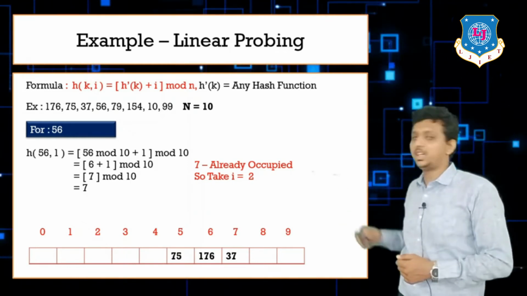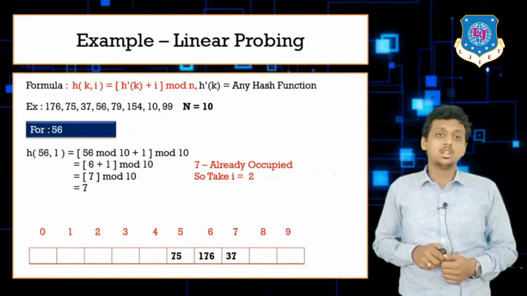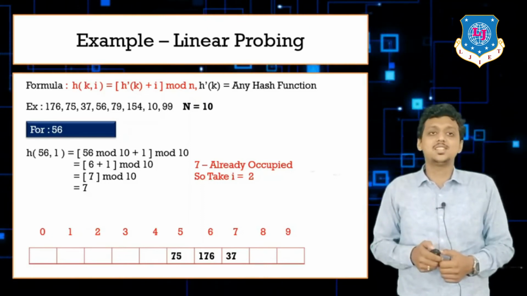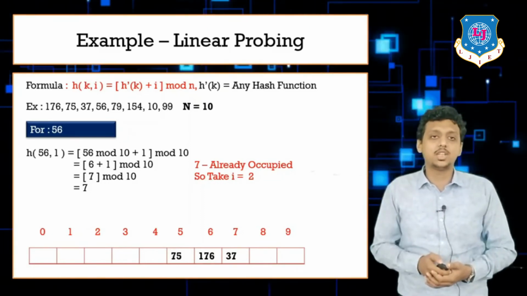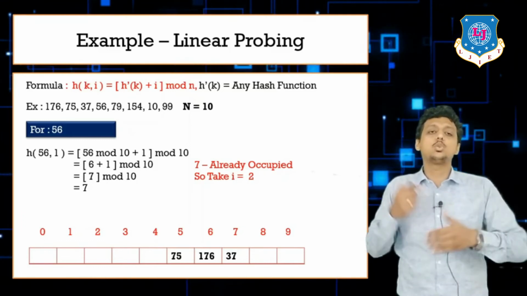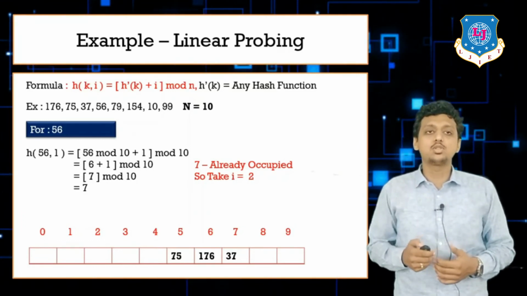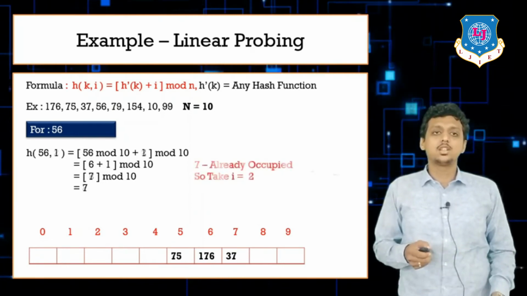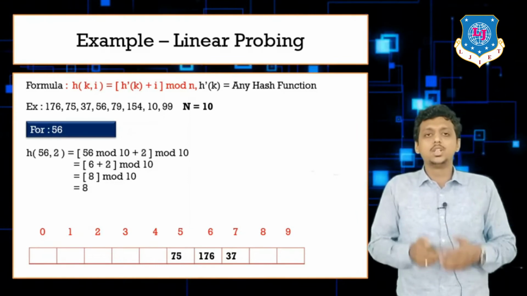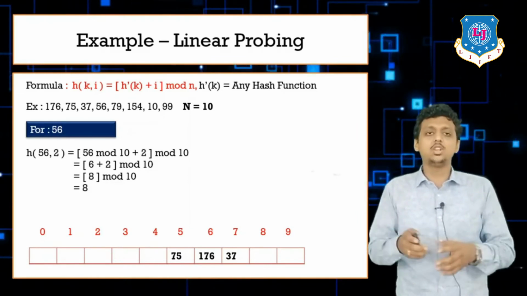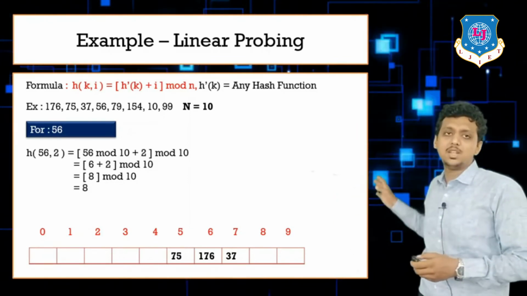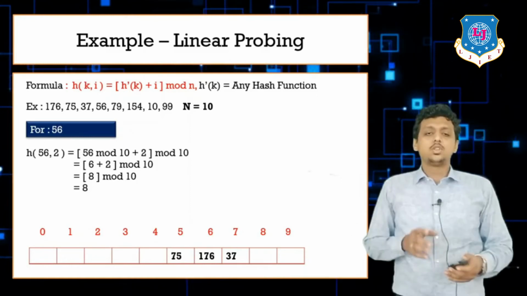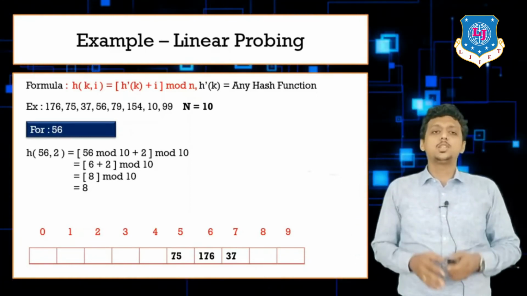Now I becomes 1, so we get the value 7. But 7 is already occupied. 37 is there, so you cannot insert 56 over there. So what to do? Just increment I again. So now your I becomes 2. So it is 56, 2. That becomes 8. So here your 56 is going to be inserted at the 8th position.